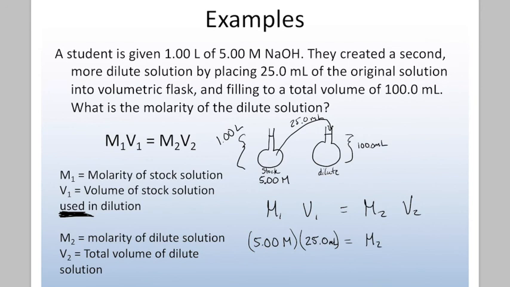M2 is again the variable that we don't know. And then we're going to multiply finally by the total volume of the dilute solution, which is that 100 mL. Now I've got to rearrange to solve for M2, so what I'm going to do is divide everything by 100 mL.